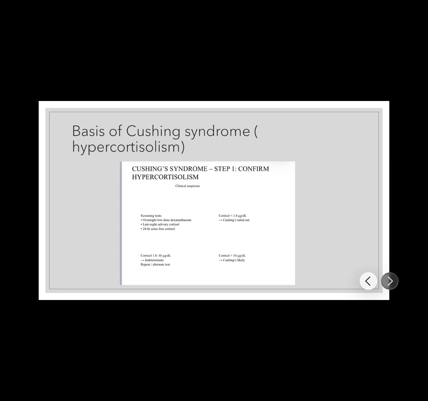So we are going to do the next video in which we are going to distinguish where the Cushing is coming from. Is it a central cause or an adrenal cause? So thank you and God bless.